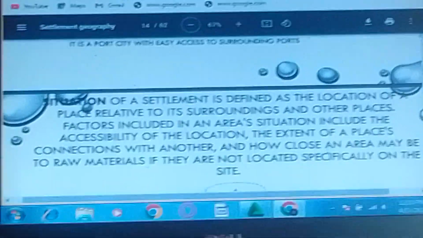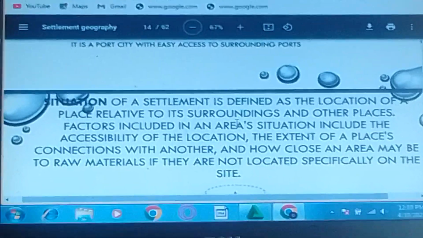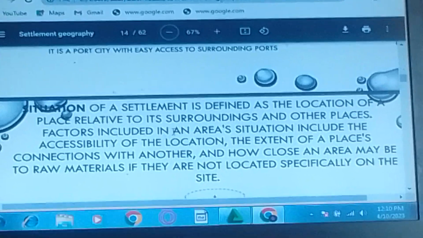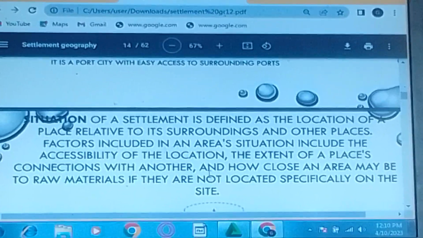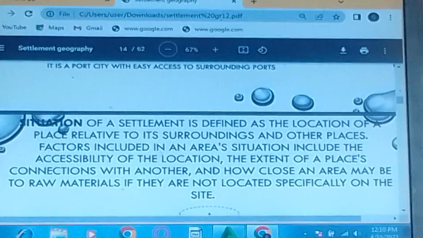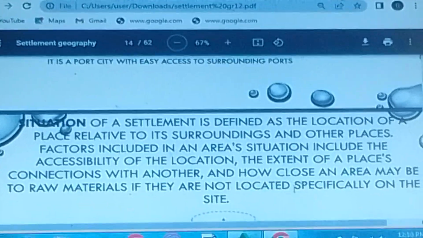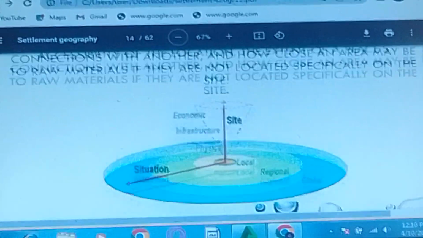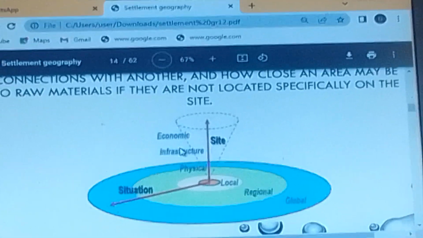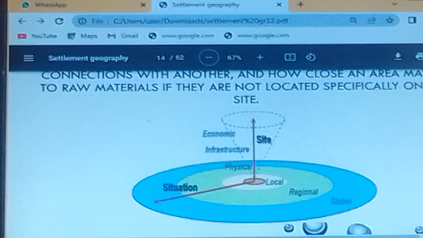And as I have said, situation is defined as the location of a place relative to its surroundings. Factors include, obviously, connection to one another, factors that are related to one another, how close to an area, availability of raw materials, and also the site itself. So the site and the situation, the surrounding environment.